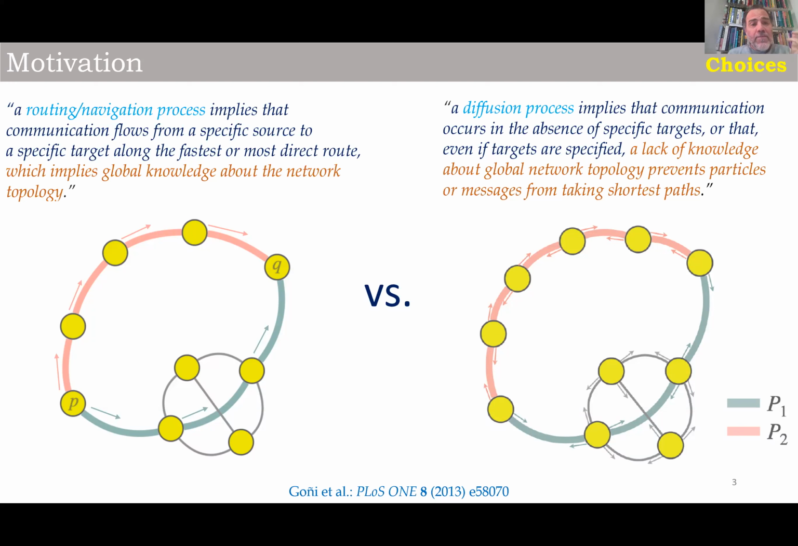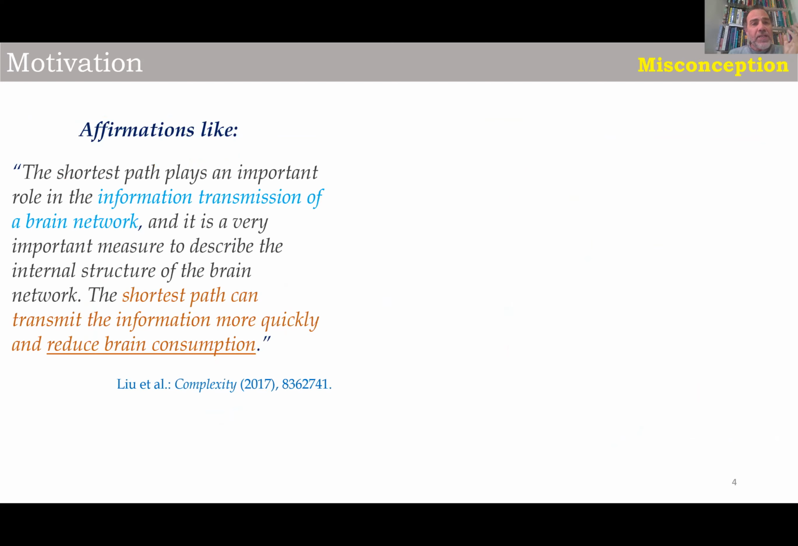Although this seems to be very intuitive, you can find statements or affirmations like this in the applied literature. For instance, it is impossible that one neuron among the trillions of neurons that we have in the brain knows the whole structure of the brain. So it is almost impossible that the communication in the brain takes place by the shortest path. This immediately implies either the whole knowledge from every neuron of the global structure of the system, or the presence of a central controller, which is also controversial.